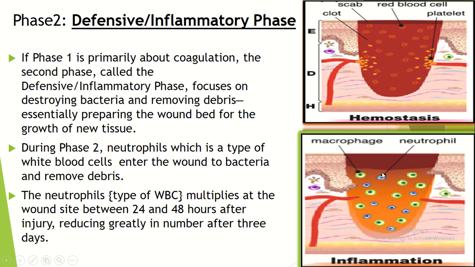Neutrophils. As you can see here, this is a neutrophil entering the body, and it is the one which clears and removes the bacteria and the debris. The neutrophil is a type of WBC that multiplies at the wound site between 24 and 48 hours after the injury, reducing greatly in number after 3 days.